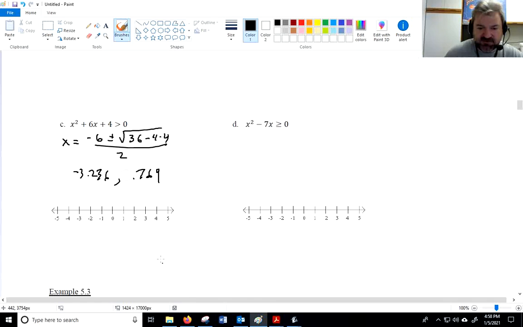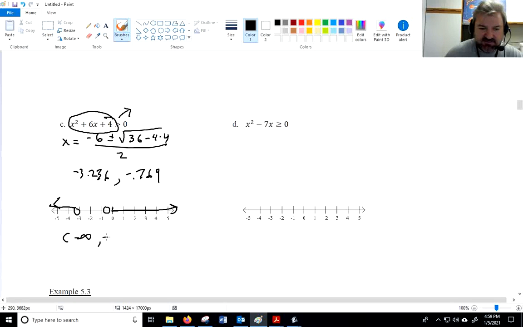Negative. Okay, both negative actually. And because of the shape of the graph, or by plugging in points, if you plug in 0, you'll get 0 plus 0 plus 4. This part here is clearly positive. We're looking for when this is bigger than 0, so we're looking for this to be above. That's over here, and then it'll also be over here.